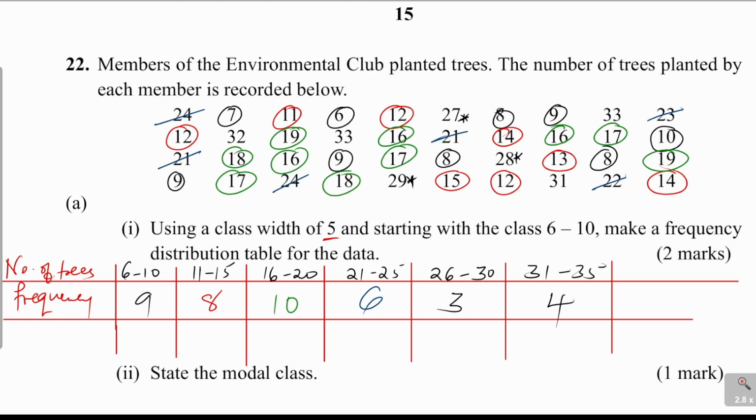So you can involve the tally as well. The tally: you have 1, 2, 3, 4, 5, 6, 7, 8, 9. Then we have 1, 2, 3, 4, 5, 6, 7, 8. Then for 10, 1 up to 10. 1 to 6. 1, 2, 3. Then 1, 2, 3, 4. So that is the complete frequency distribution table for the data.